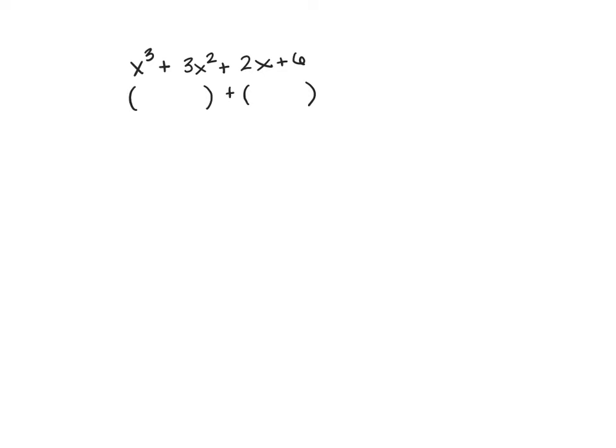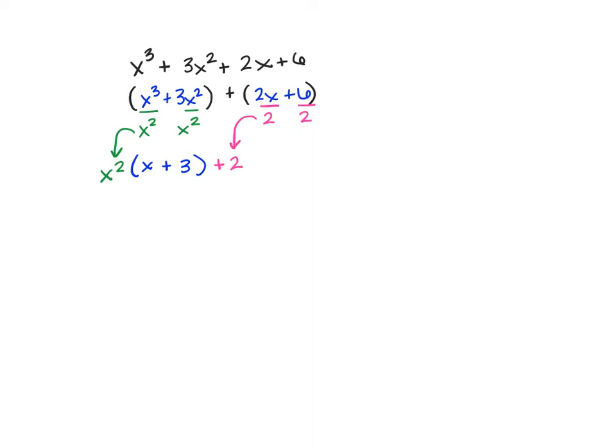In that first group you'll have an x cubed plus a 3x squared, and in the second group you have 2x plus 6. And then we look at the GCF for each of those groups. In the first group, they both have an x squared, so we're going to factor out an x squared, or think of the reverse distributive property, and then we'll be left with x plus 3. In the second group, we're going to factor out a GCF of 2, so that comes to the front. And then we'll be left with x plus 3.